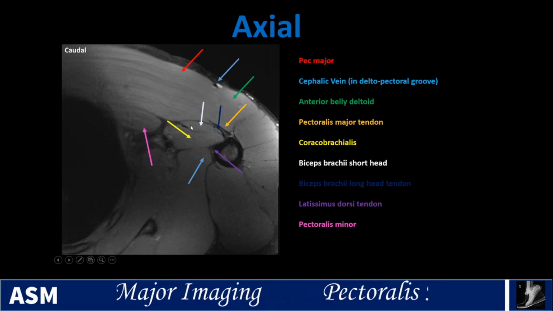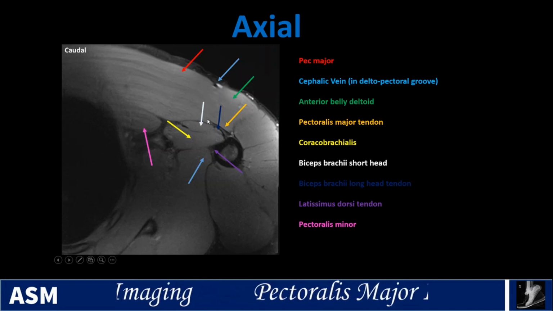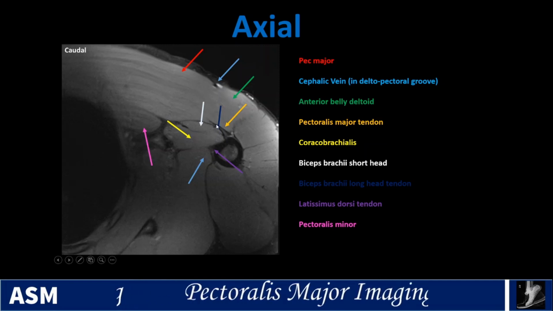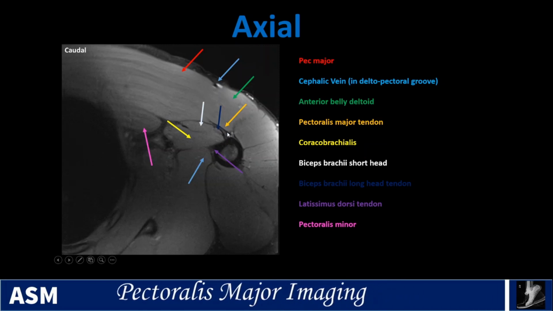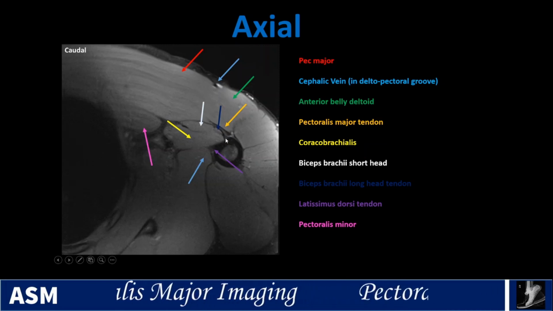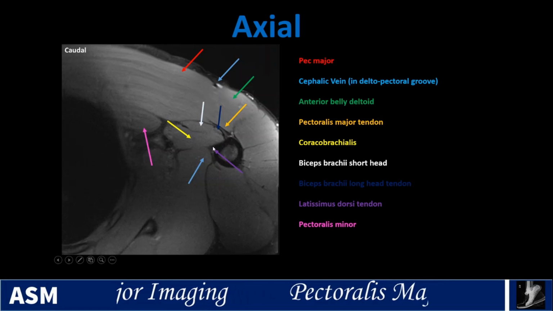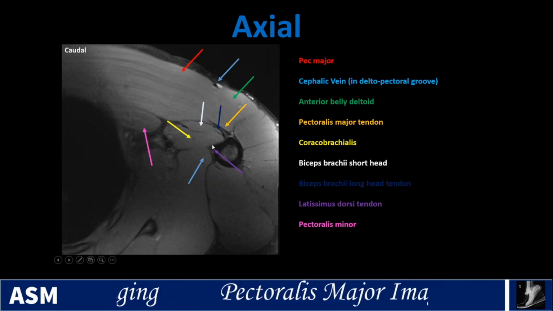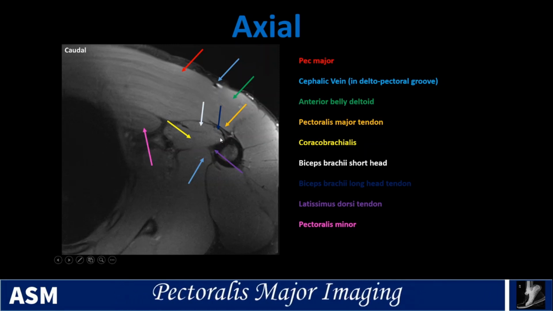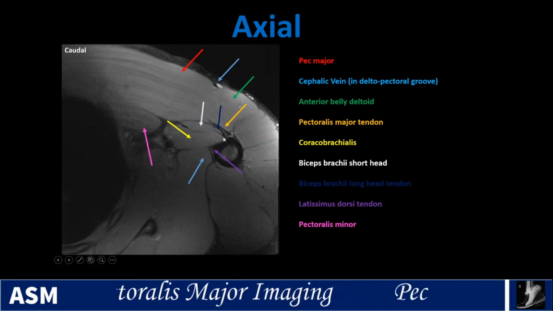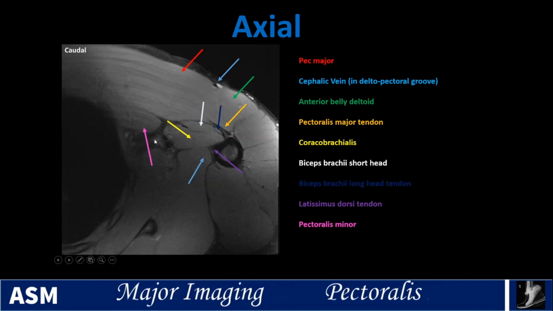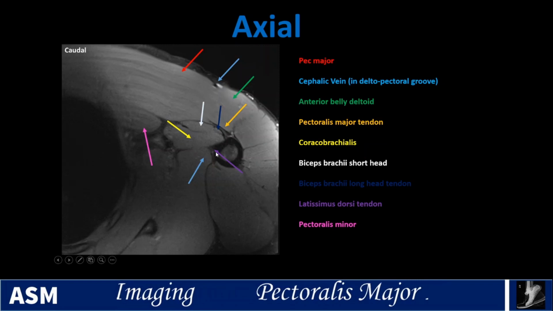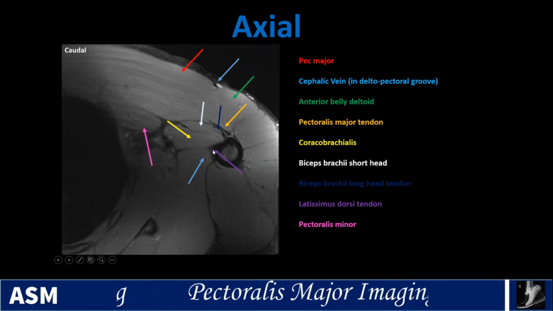This is the short head here, the coracobrachialis underneath, and the pec tendon attaching here, this dark tendon attaching down to the humerus. And as we come across and medially, you'll see that latissimus dorsi coming across here, and then you'll see the teres major behind that with a direct muscular attachment to the humerus. So that's the basic anatomy as you're scrolling through here on the axial images.